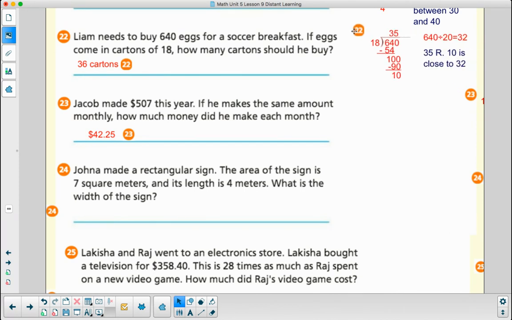Let's check to see if that is reasonable. Well, 18 is not super easy for me to divide by, so I thought of it as 20. And then, wow, 64 divided by 2 is pretty easy. So I just kept it 640 and got 32.